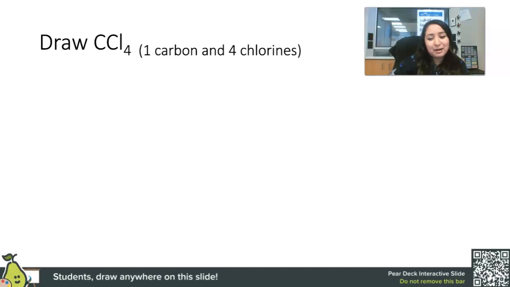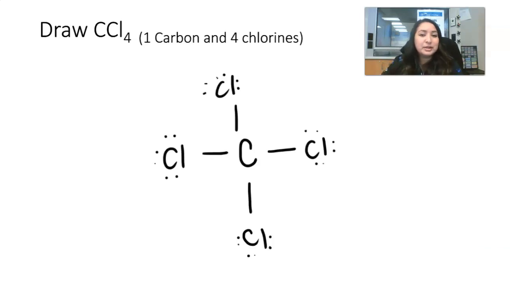And then you put how many valence electrons they have. Carbon has 4, chlorine has 7. And then you connect all the single ones. It should look something like this. This is carbon tetrachloride. Note that the lines are all symmetrical. They look nice and pretty.